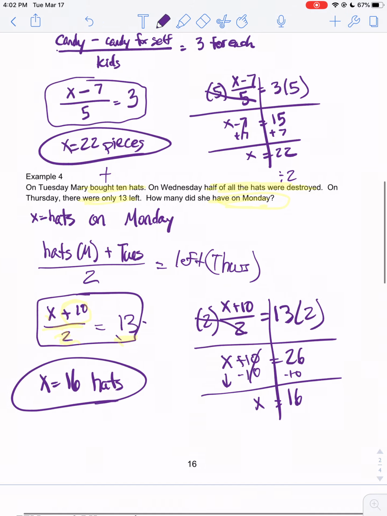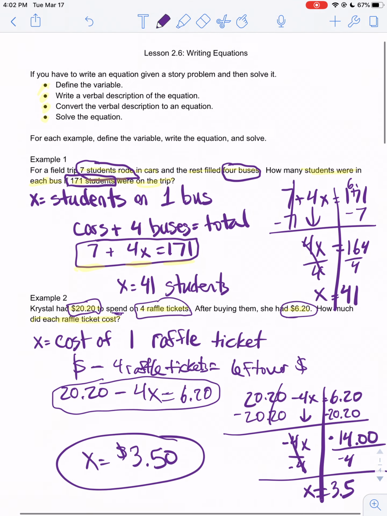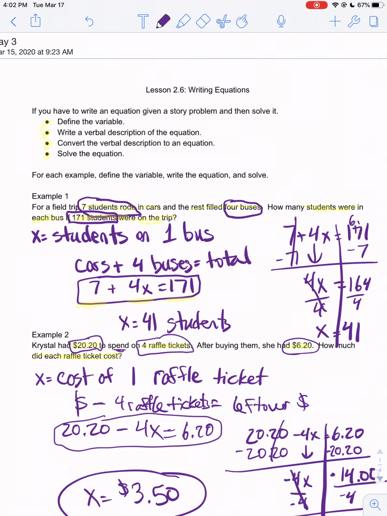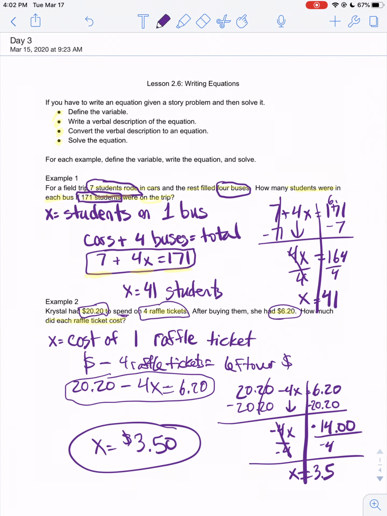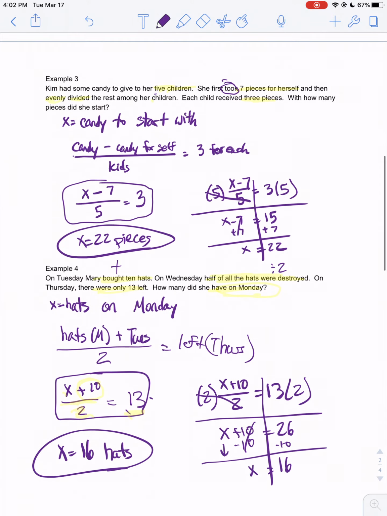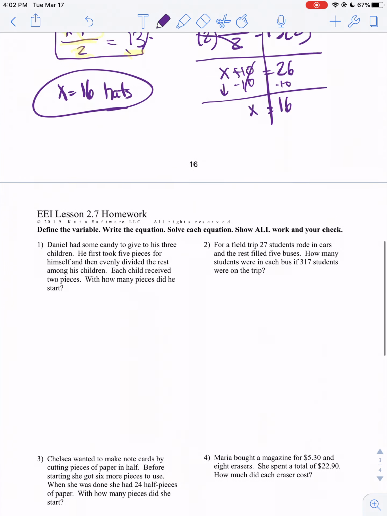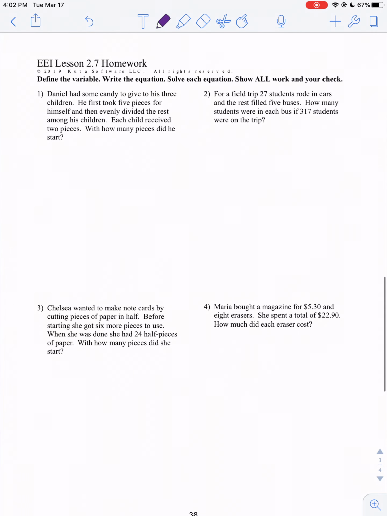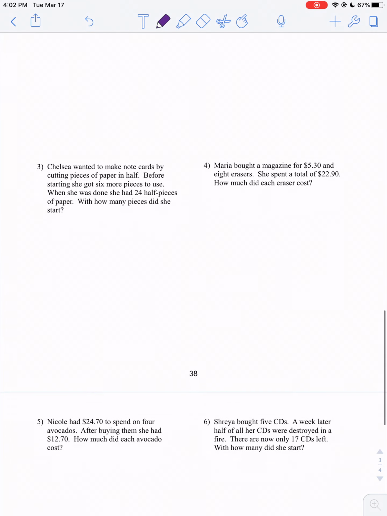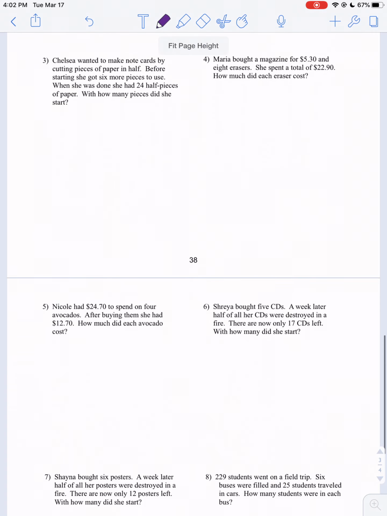So those are our 4 examples. Feel free to listen again. All this work is also uploaded within the answer key journal in Canvas. That's not going away. And then your homework is the next 2 pages. It's not lesson 2.6 homework. It's actually lesson 2.7 homework because it has better example problems. And that's pages 38 and 39.